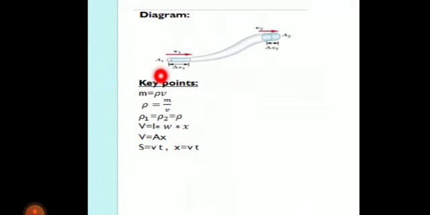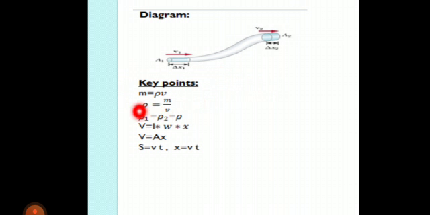We are taking a pipe of different cross-sectional areas. When the fluid is at point 1, it covers a distance delta x1 and moves with velocity v1, and its area is A1. When it goes to point 2, its distance is delta x2, moving with velocity v2, and its area is A2. Before deriving the equation of continuity, we discuss some key points.